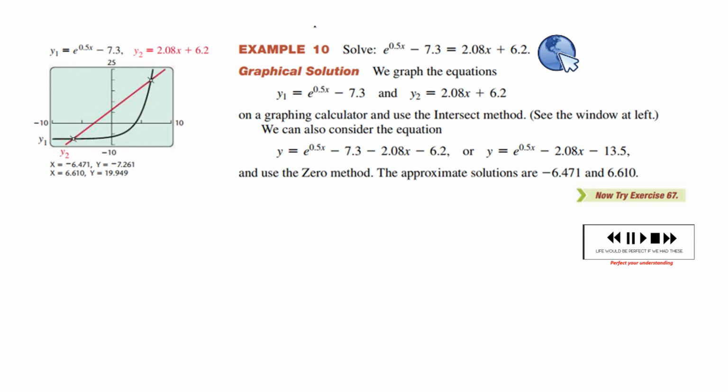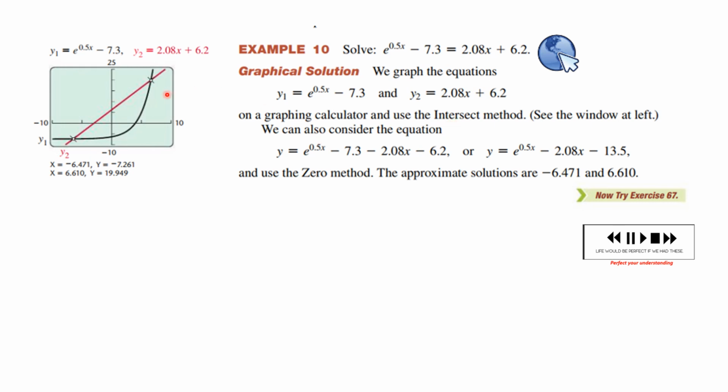Example 10, we're solving this one. It turns out that this would be a very difficult problem to try to solve. It is highly nonlinear. So the only solution we have is the graphical solution. So we're going to take the left-hand side as one function, and we're going to take the right-hand side as the other function. We'll use the intersect method.